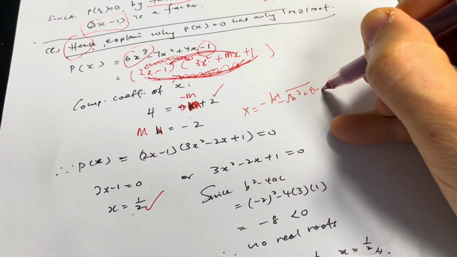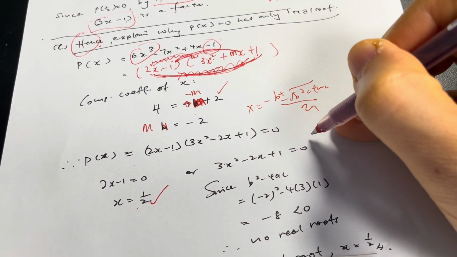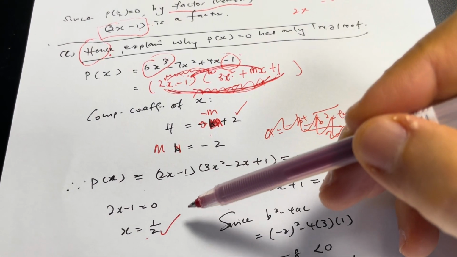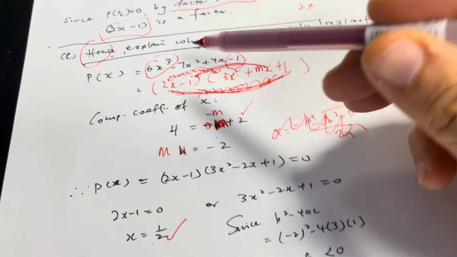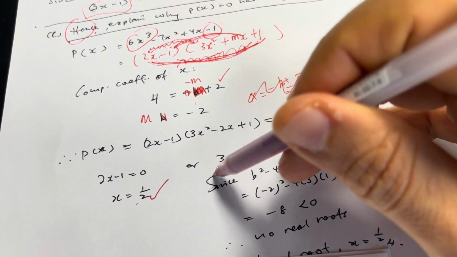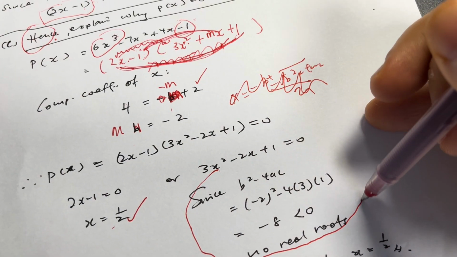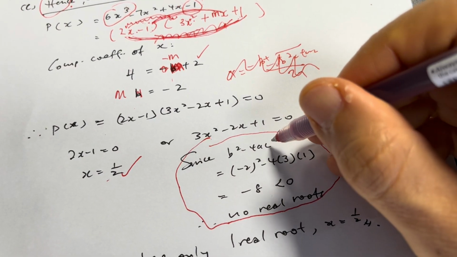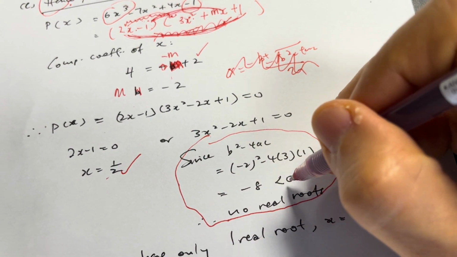Okay, it's a very long method. Don't go and do this, then go and sub in, then you realize it doesn't work. They already tell you it's one root and it's this one, and they ask you to explain why. So your explanation is here, using the discriminant to show that it's less than 0.